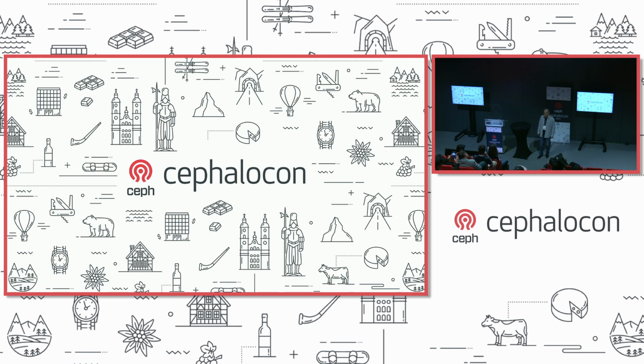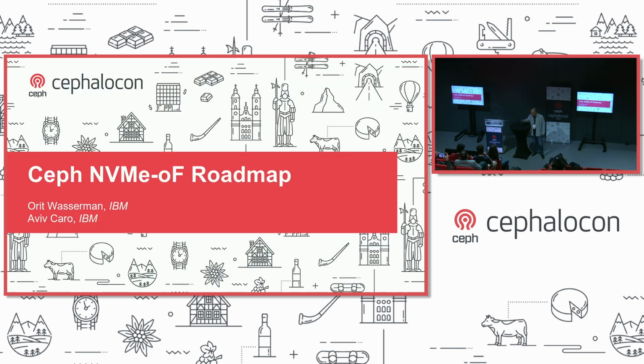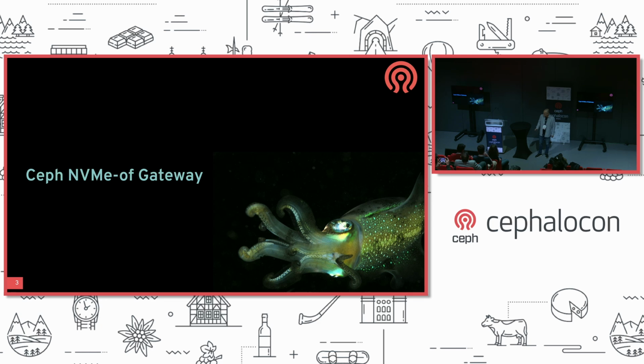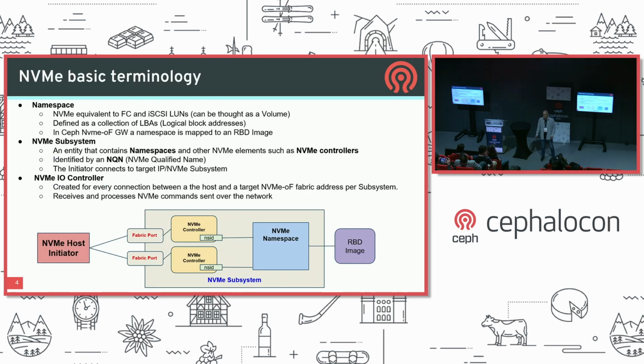We are going to discuss the NVMe over TCP gateway roadmap. I'll cover some topics, and then Orit will continue and cover more topics. So I want to start by discussing some basic NVMe terminology to set the baseline for those who are less familiar with the NVMe protocol, and then we'll continue to discuss the gateway.